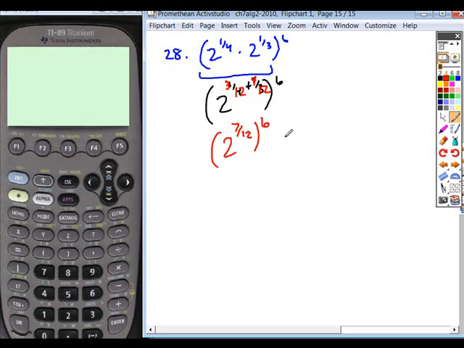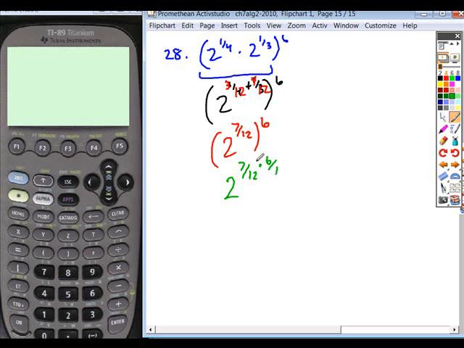So that's the first property. When you multiply two numbers with the same base, you add their powers. Now the next property is when you take a power to a power, what do you do with the powers? You multiply them. So if we took 2 to the 7/12 times 6/1, I would always represent single, non-fraction numbers as a fraction. Just write it over 1.